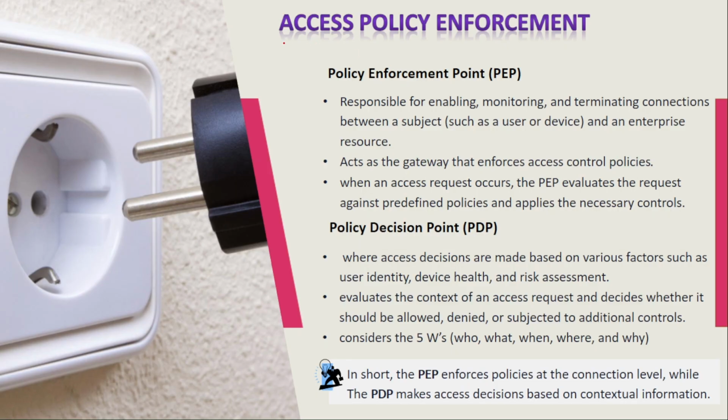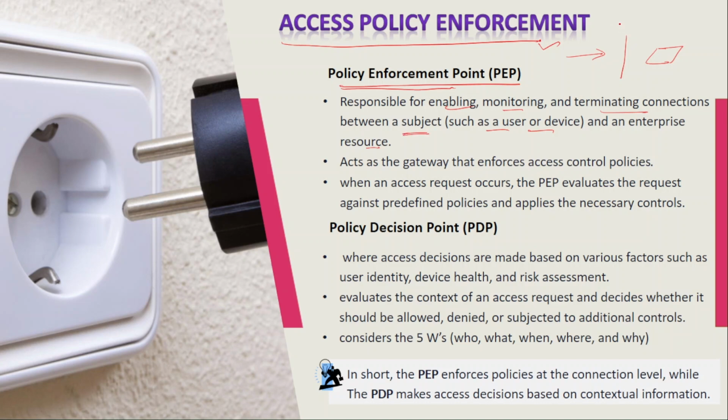So what is access policy enforcement? As we saw in the data plane, the policy enforcement point is the point where the access policy is enforced. It is responsible for enabling, monitoring, and terminating connections between a subject, a user or a device, and an enterprise resource. So this is, let's suppose, a resource, and an access request by an entity, such as a user or a device known as a subject, is terminated here.